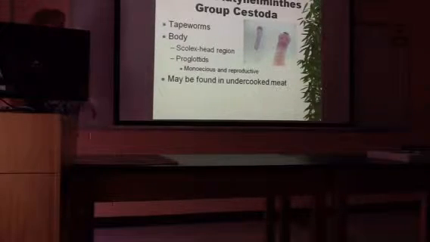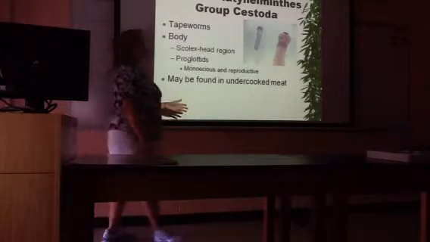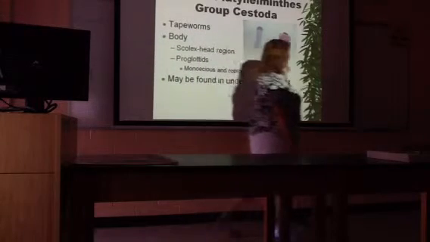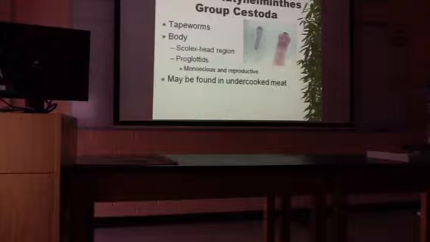We're in the second group now, the cestodes. These are the tapeworms, cestoda. Very characteristic body style here in this picture for the tapeworms. They all have a nice round head and then a series of repeating units.